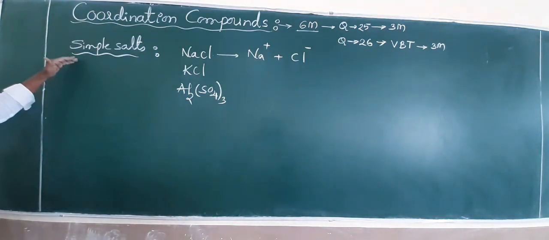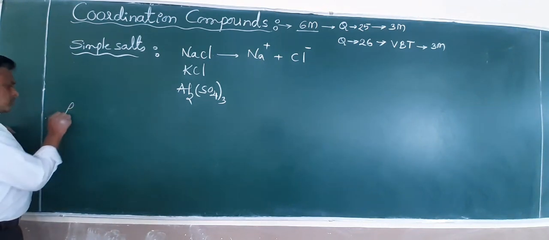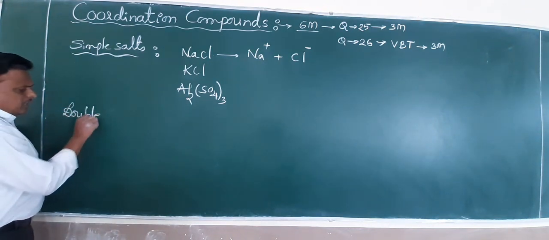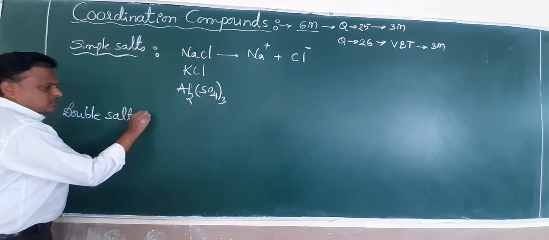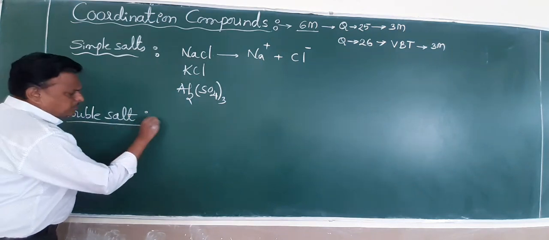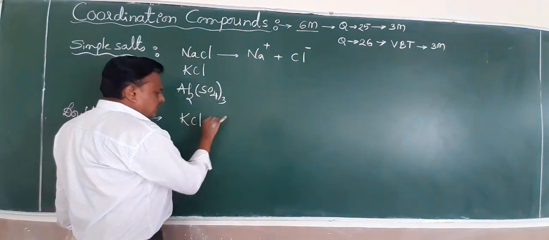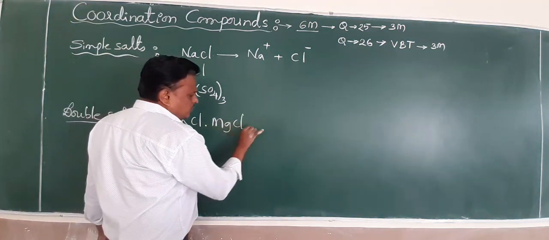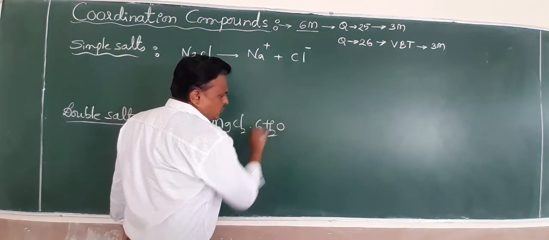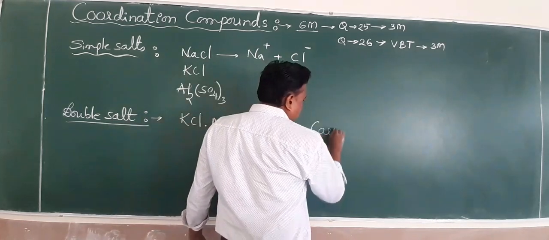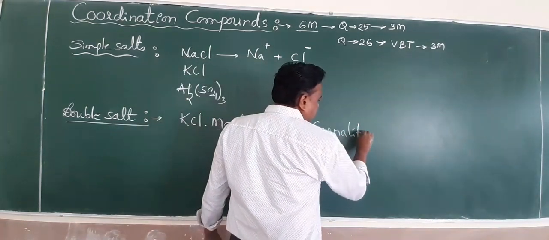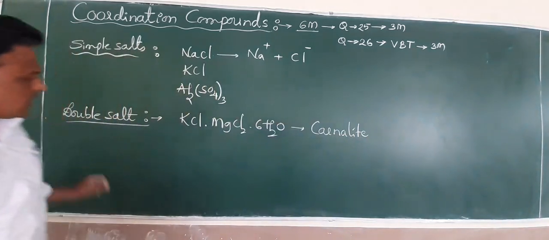After simple salts, we come to the next one, the double salt. So what are double salts? A very simple example is KCl.MgCl2.6H2O. I think all of you know the name of this compound is carnallite. This is your example of a double salt.